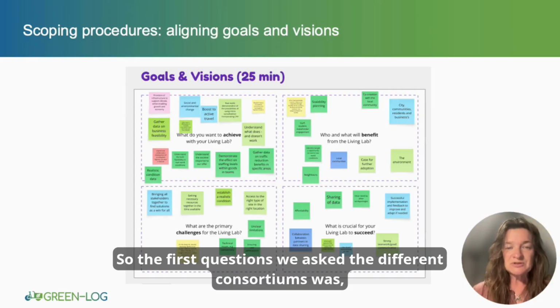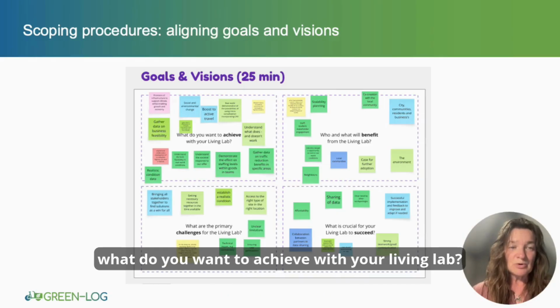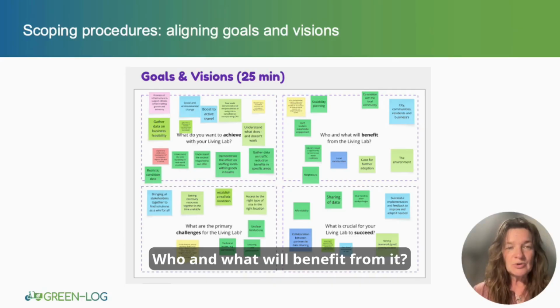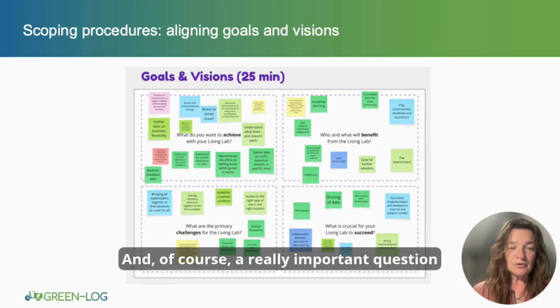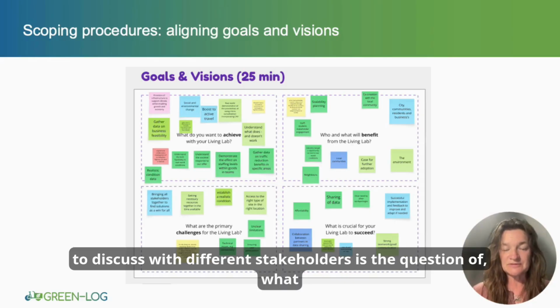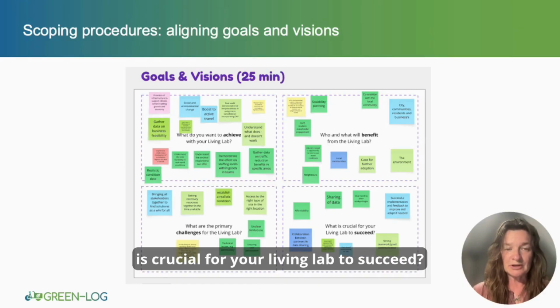So the first questions we asked the different consortiums was what do you want to achieve with your Living Lab? Who and what will benefit from it? And what are the primary challenges for the Living Lab? And of course, a really important question to discuss with different stakeholders is the question of what is crucial for your Living Lab to succeed.